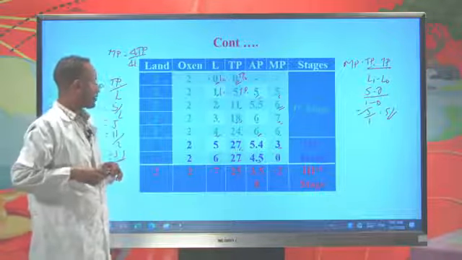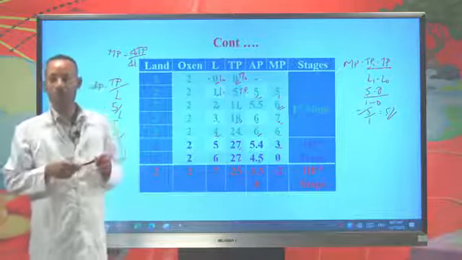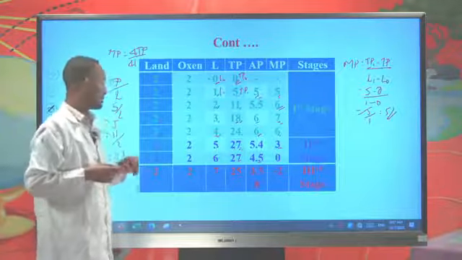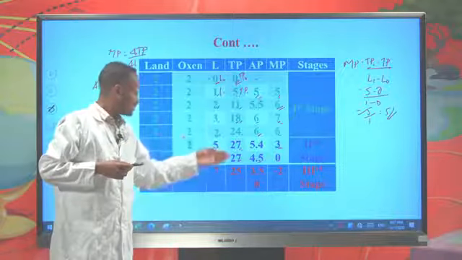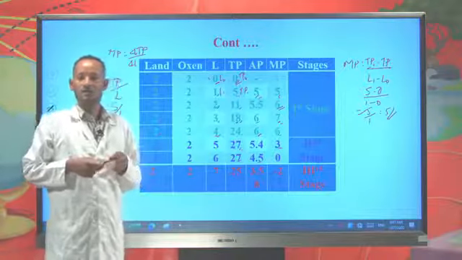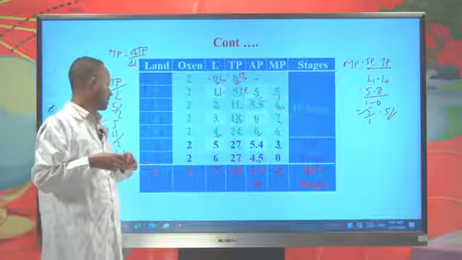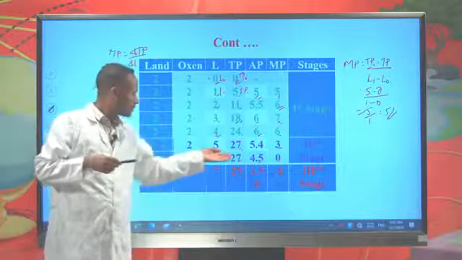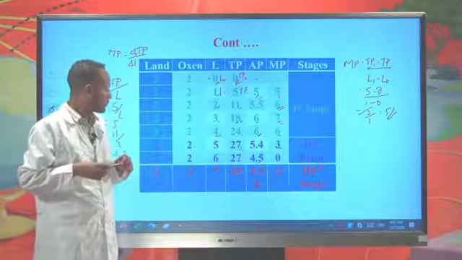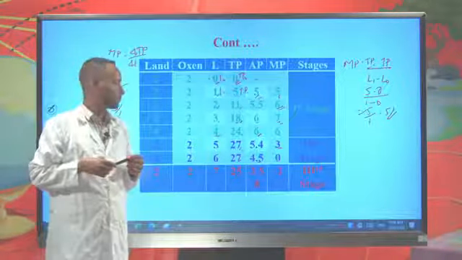Again, if 5 labor produces 27 quintal and 6 labor produces 27 quintal, then the additional output produced from additional implement of the variable input labor is 0. That means it is calculated by dividing 27 minus 27 by 6 minus 5. In this case, there is no additional output produced from additional implement of the variable input labor. Finally, if 6 labor produces 27 quintal and 7 labor produces 25 quintal, the additional output produced from additional implement of the variable input labor is negative 2 quintal.